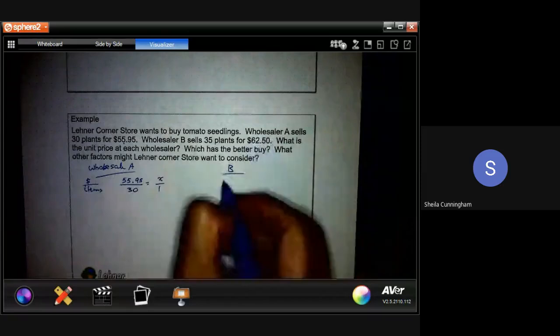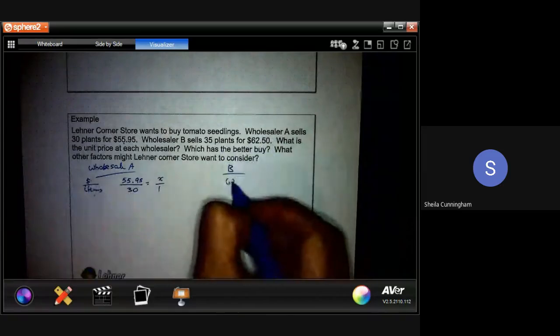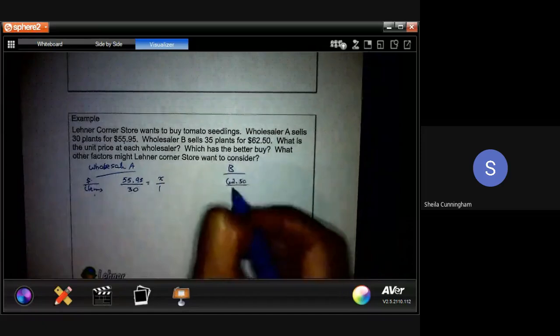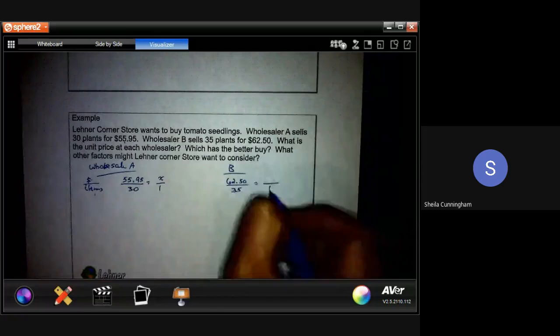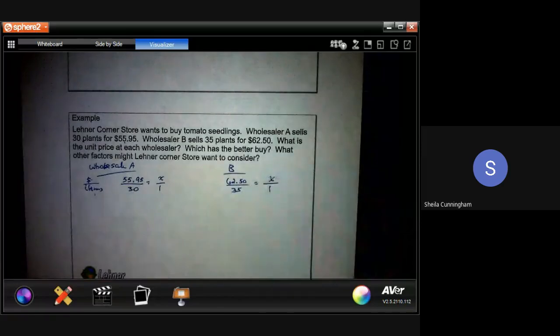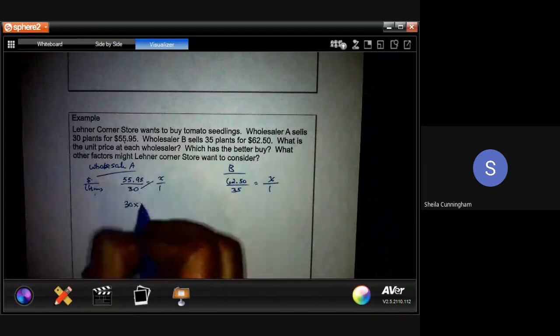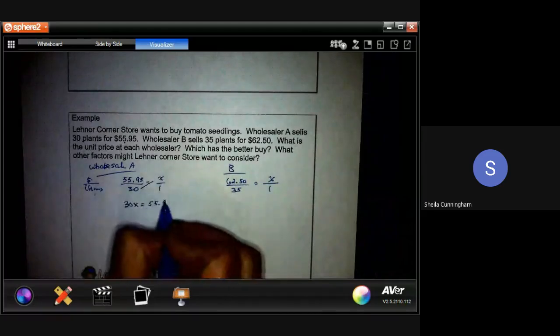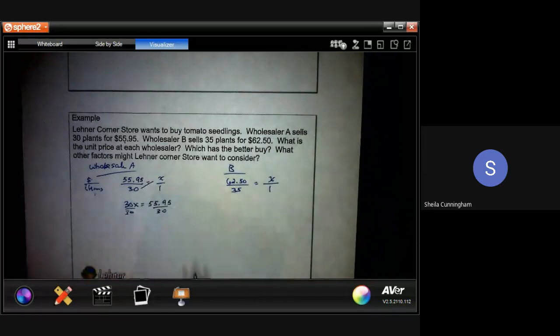And then over in B, same thing. If we're doing dollars to items, we're going to go $62.50 over 35 plants. So again, we're pricing it per item. So we're going to set ourselves up those proportions and we can go ahead and solve. So in the first instance, we're going to have 30x is equal to $55.95. And I'm going to divide both sides by 30. So $55.95 divided by 30.